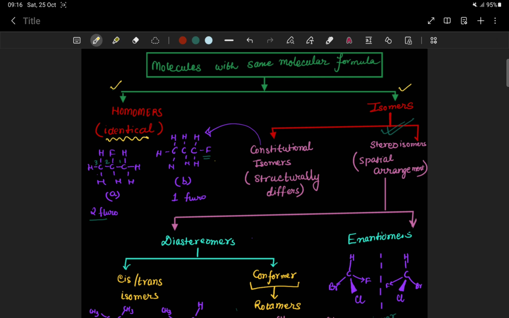And here, constitutional isomer and stereoisomer. What are constitutional isomer and stereoisomer? We are going to read the stereoisomer in the whole chapter. But what is a constitutional isomer? I hope you all know. This is a structural isomer. What is a structural isomer? Here you can see there is one fluorine present in both the structures, but the carbon on which it is present is not the same. Here it is one fluoro, but here it is two fluoro. So this is the fine difference.